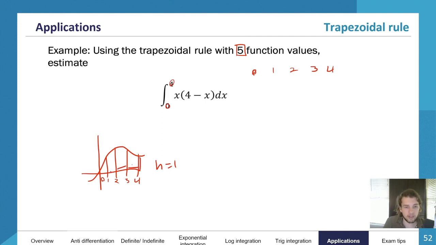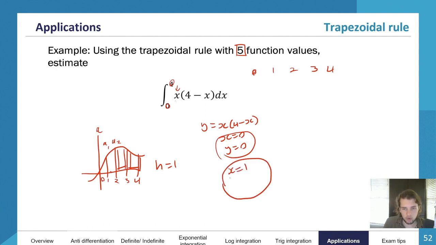Now that means we actually have to find the height of each of these parts as well. So we have to find the height at 0, we'll call that A, then we have A1, then A2. So let's do that. At 0, the height is 0 because there's a leading x, which means if y is equal to x(4 minus x) and x is equal to 0, then y is equal to 0. When x is equal to 1, we want to find what y is equal to. So y is equal to 1 times (4 minus 1). So y is equal to 3.